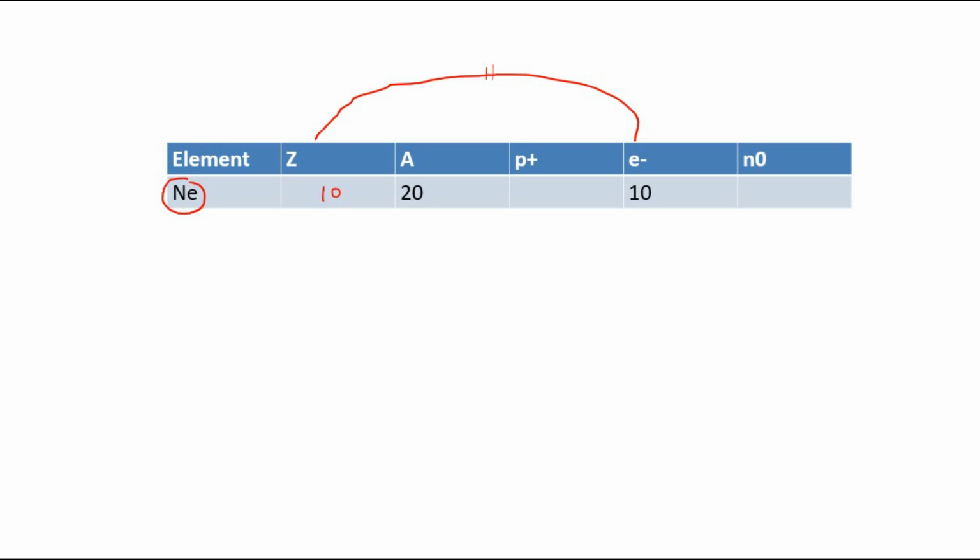And we also said that the number of electrons is always assumed to be equal to the number of protons. So if you have 10 as your E negative, your P plus should also be 10. And then for your neutrons or N0, you can get the number of neutrons by using this formula: A minus P plus. So your A is 20 minus your P plus, which is 10. Therefore, your neutrons will be 10. That's the number of neutrons.